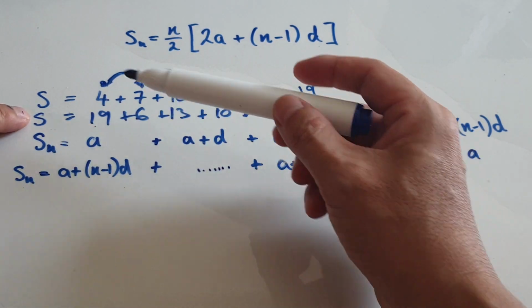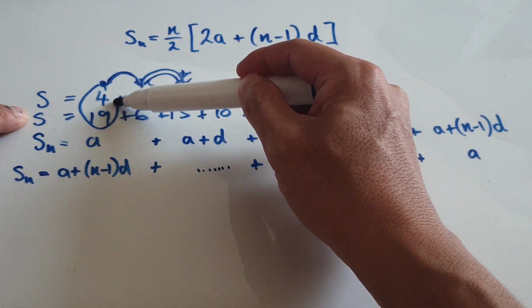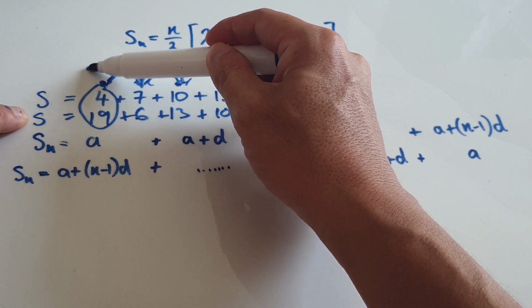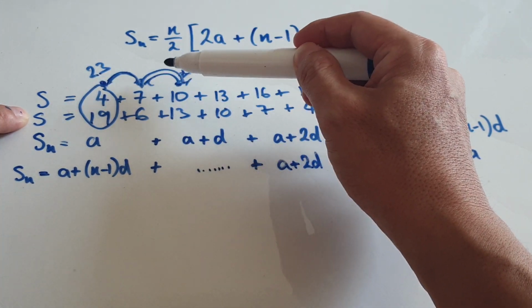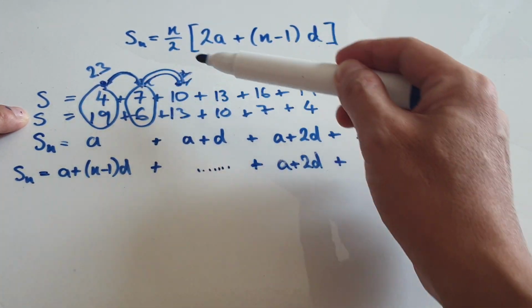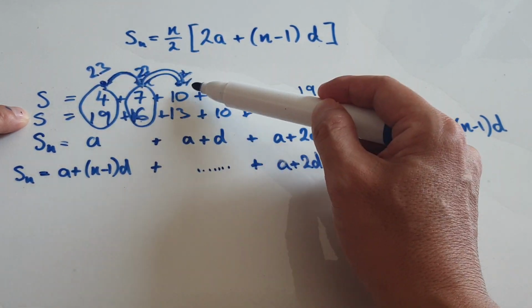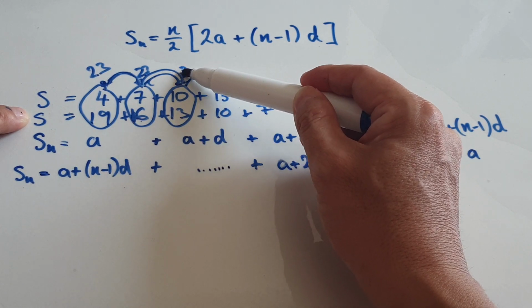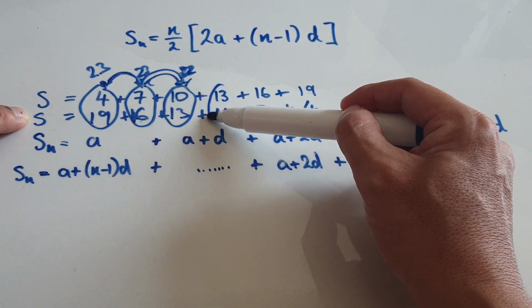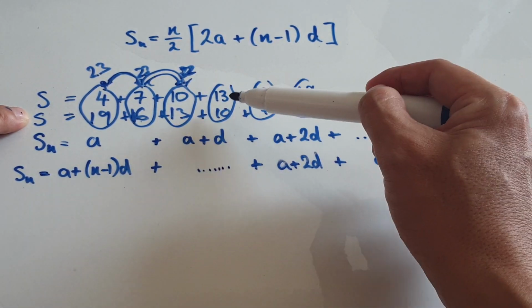Now look what happens up here. When you add up these two, it would come to 23. When you add up these two, it will come to, oh, don't forget this is 16. It will come to 23. When you add up these two, it will become 23, and so on. All these are 23 in our example.